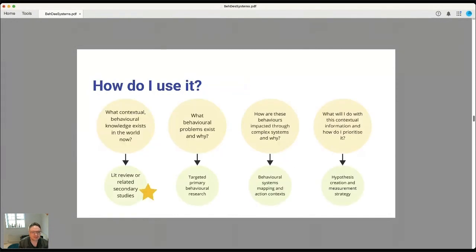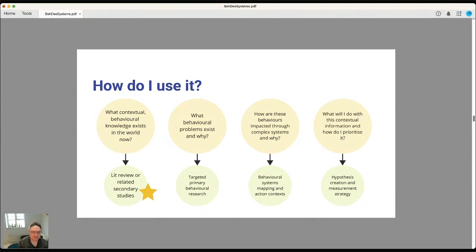model. So some of the questions I thought to myself around this when we're thinking about context are, firstly, what contextual behaviours and knowledge exist in the world now? And I've got some quick wins that's indicated by the stars, and I'll elaborate on them in a little bit. So things like literature review or related secondary studies, arguably, for me, literature reviews and just finding out what exists in the world can really help you frame your own individual context or your group context when you're working on a project. And we'll talk about that in a little bit more detail.